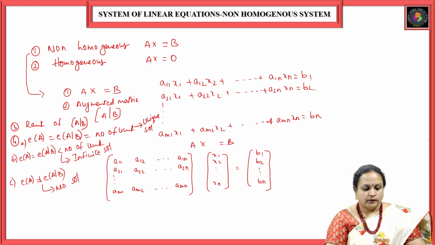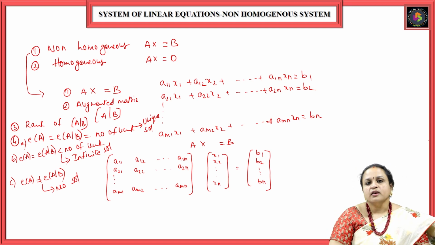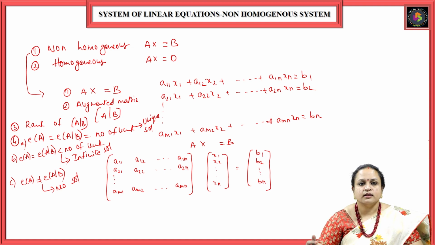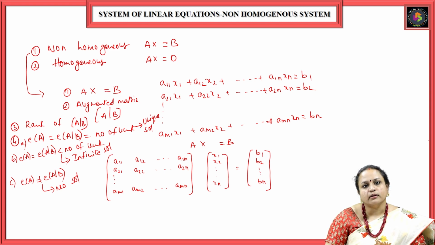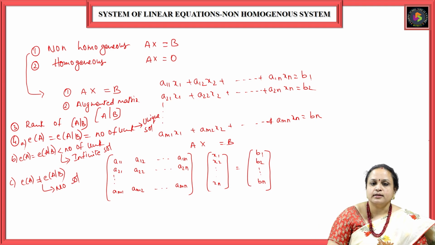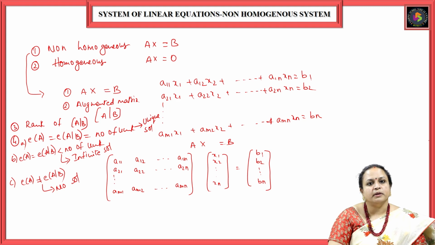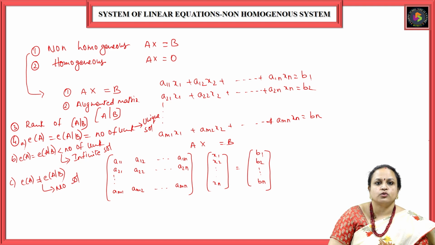So what are we doing in system of non-homogeneous linear equations? We are first writing the given system as Ax equal to B. Then we write the augmented matrix, that is the matrix A along with the matrix B, or the matrix on the RHS. After finding this, we will find the rank of A, B, that is the rank of the augmented matrix. Depending on the rank of the augmented matrix, we will be telling whether the given system has unique solution or many solutions or no solution.